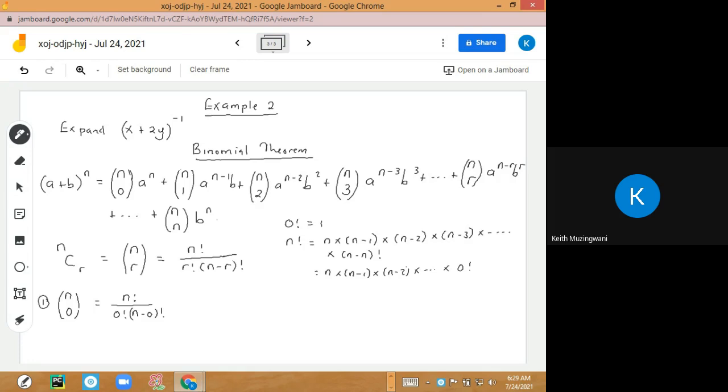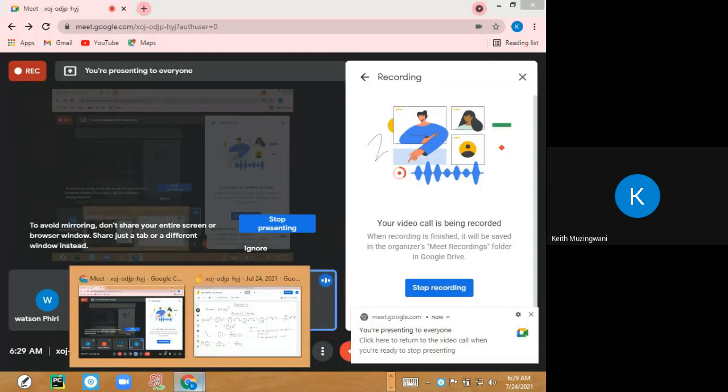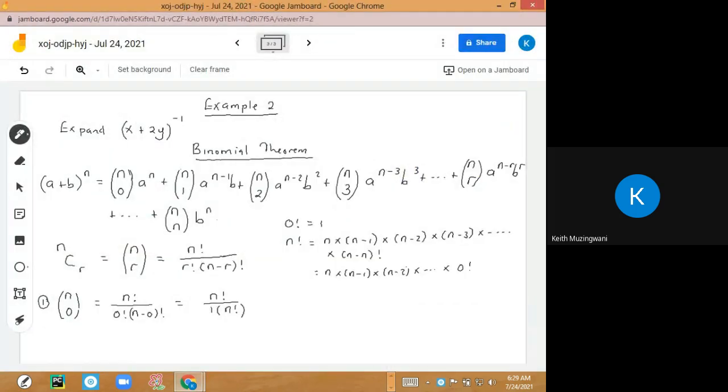So now when we get back to this, n factorial over 0 factorial is n factorial over 1 multiplied by (n minus 0) factorial, which is n factorial. But in mathematics, if you are dividing a number by itself, even if you don't know what that number is, it's okay to say what you get is 1. n factorial divided by itself automatically gives us 1.